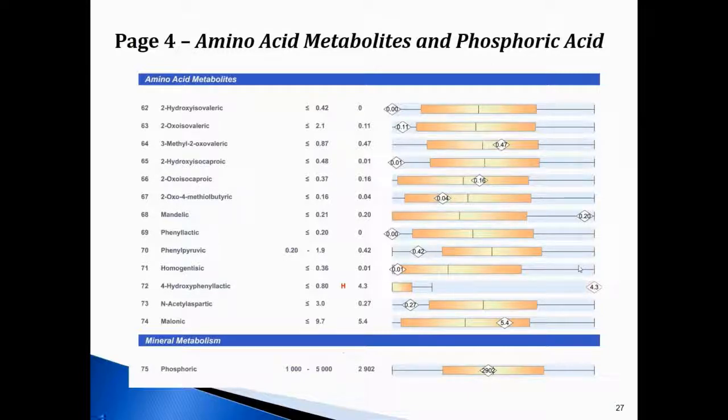Not a lot to speak about on page 4 either. Phosphoric levels look normal. Amino acid metabolites look normal. This marker right here is kind of interesting in that it can indicate some type of a problem in metabolizing the amino acid tyrosine. So let me backtrack here real quickly.